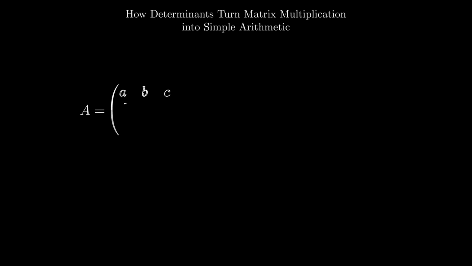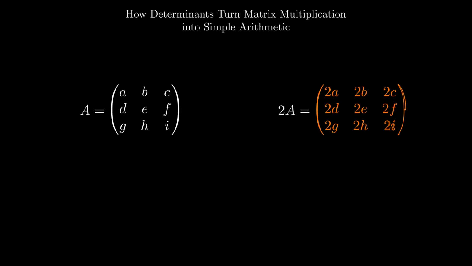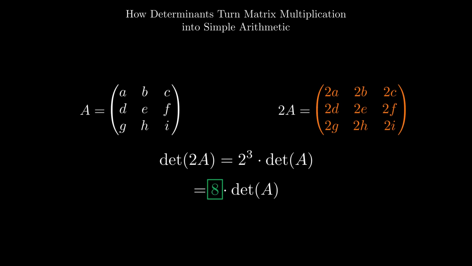If you double every entry of a 3 by 3 matrix, you might expect the determinant to double as well, but it does not. It actually multiplies by 8. The determinant of 2A equals 2 cubed times the determinant of A, which is 8 times the determinant of A. That factor of 8 is not a quirk. It follows from one of the most powerful properties that determinants have.